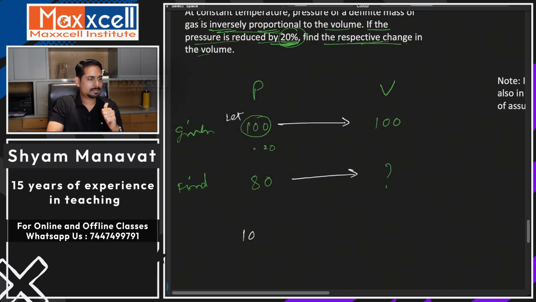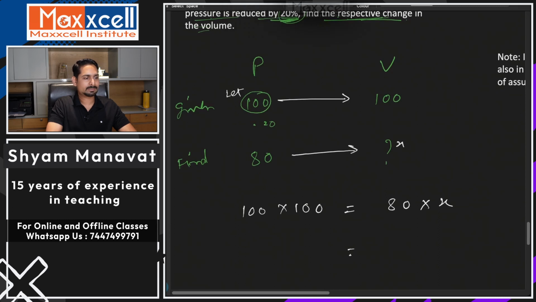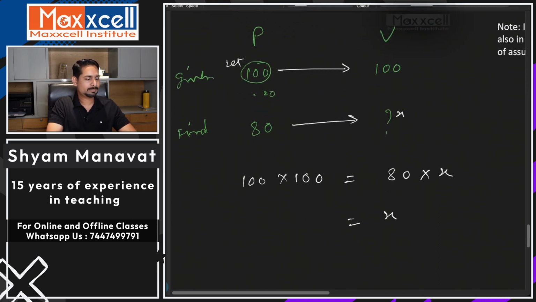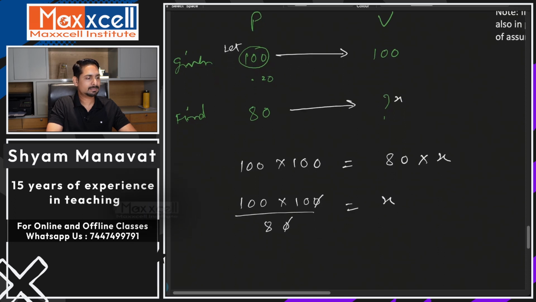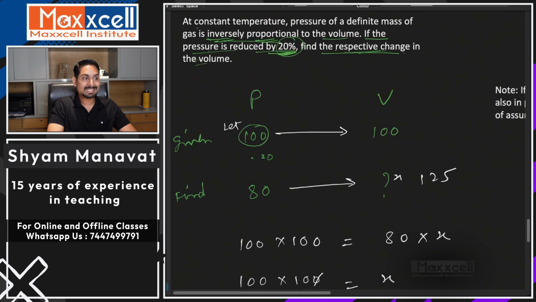So 100 into 100 equal to 80 into x. Let's say x. What is x going to be? Here x will be 100 into 100 by 80. Cancel. So 1000 by 8 will be 125. That's x. How much is x? 125. So the question said find the change.